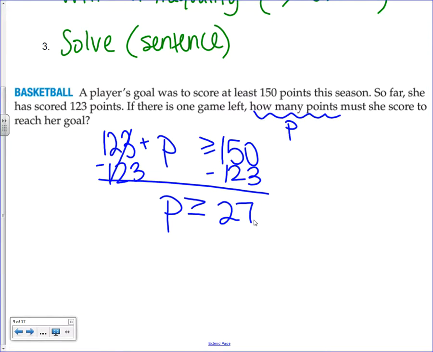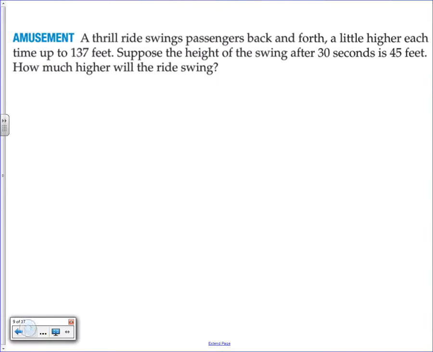I am going to skip the next one because we're short on time, and we're going to go down to the bottom. It says amusement. A thrill ride swings passengers back and forth. You all know what ride I'm talking about? Like the ocean motion or whatever that swings you back and forth like this? Yeah. A little higher each time, up to 137 feet. Suppose the height of the swing after 30 seconds is 45 feet. How much higher will the ride swing?